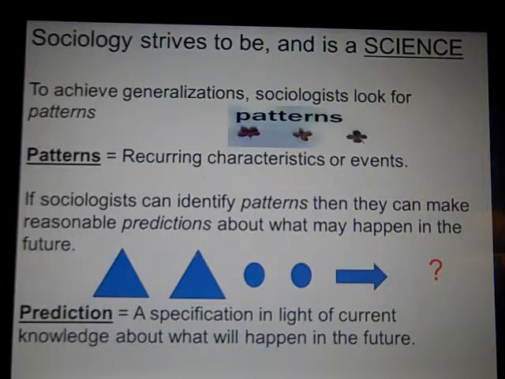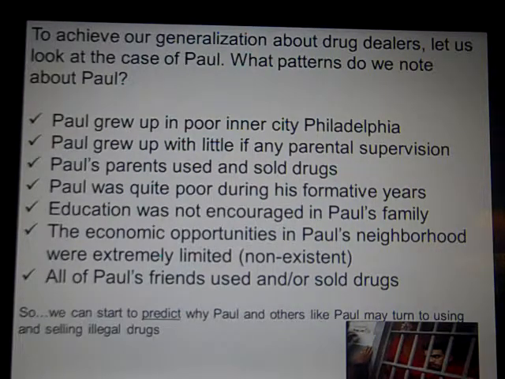If we can recognize patterns, we look for patterns in these generalizations. And patterns are recurring characteristics or events. If we can identify these patterns, then we can make reasonable predictions about what will happen in the future for people. A prediction is a specification in light of current knowledge about what will happen in the future. So if I recognize patterns, we'll go back to Paul, for example. This is a true story about a friend of mine from my childhood days. He grew up literally in poor inner city Philadelphia. So we're going to look for a generalization, but we're going to look for the patterns first.